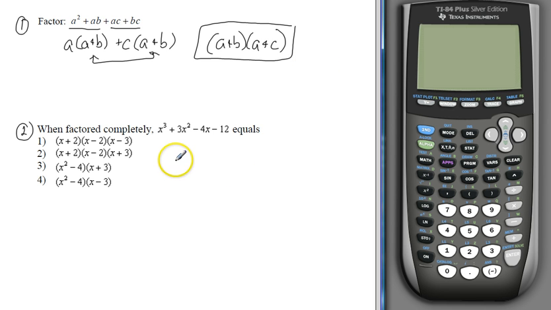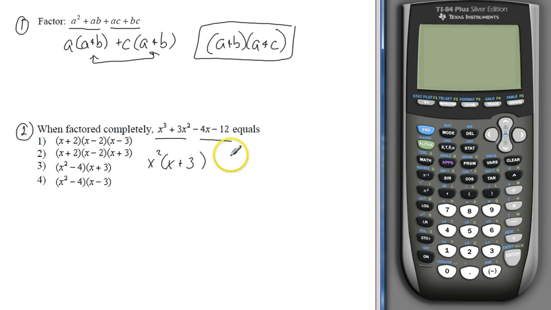Let's try it again. It says when factored completely, x cubed plus 3x squared minus 4x minus 12 equals one of these. It's multiple choice. I'm going to break this down into 2 parts. I look at the front, and I take out x squared. So x squared times x makes x cubed, and x squared times 3 makes 3x squared.